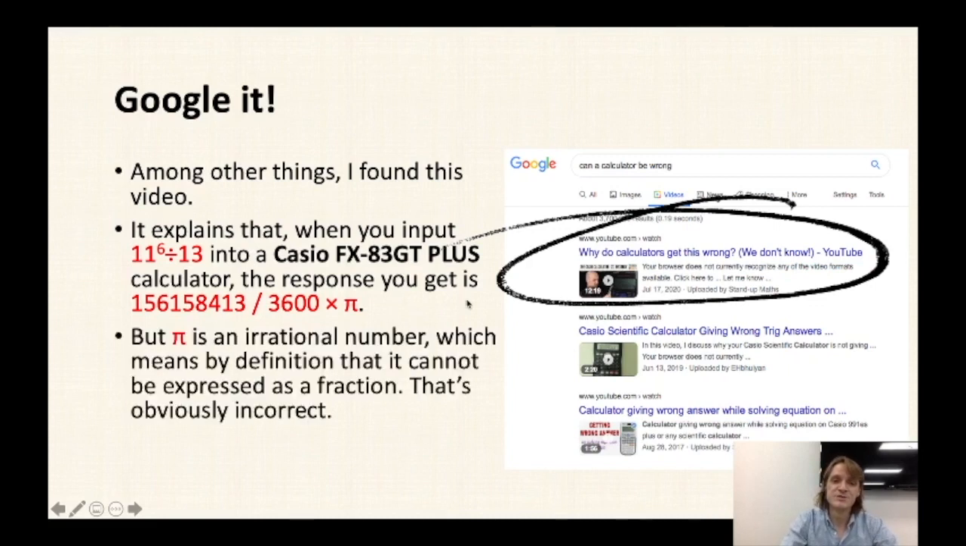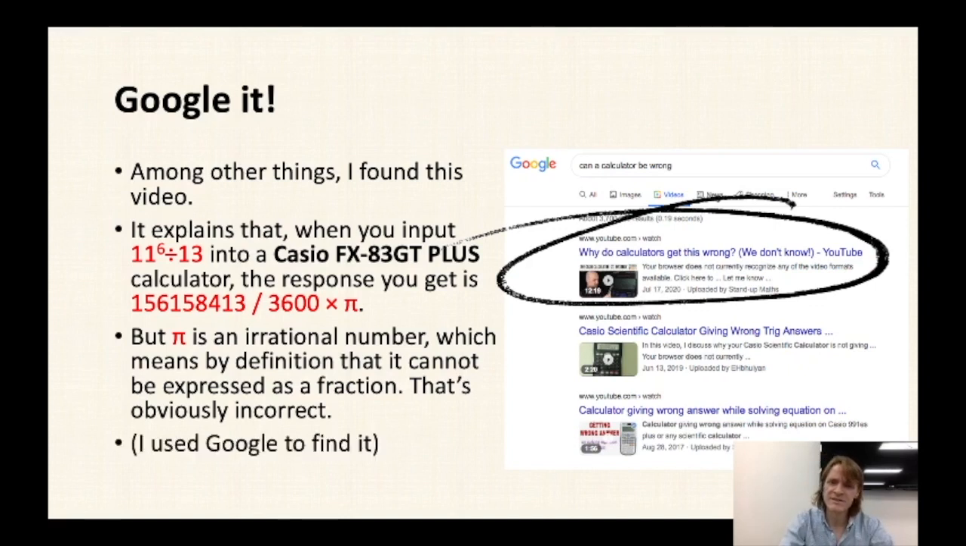But the thing is, this response is obviously wrong, because pi, by definition, is an irrational number, which means that it cannot be represented as a fraction or as a multiple of a fraction. That's obviously incorrect, and that contradicts the nature of mathematics. So it's a wrong response. And yet this particular calculator gives a wrong response to this particular problem, but not any other problem.